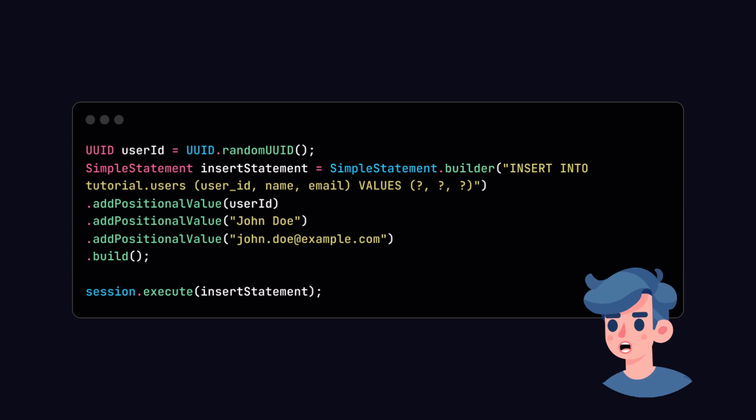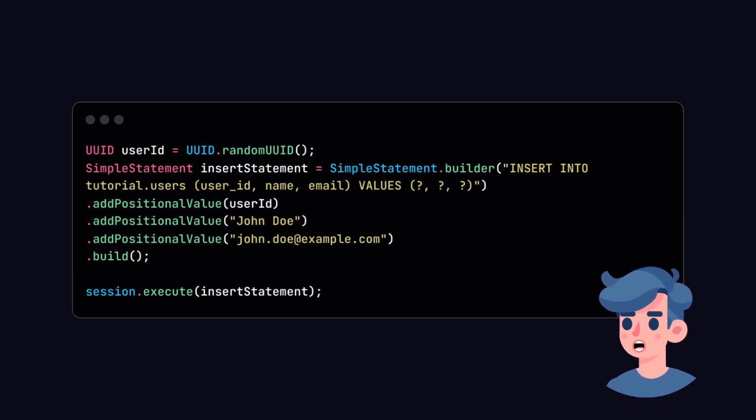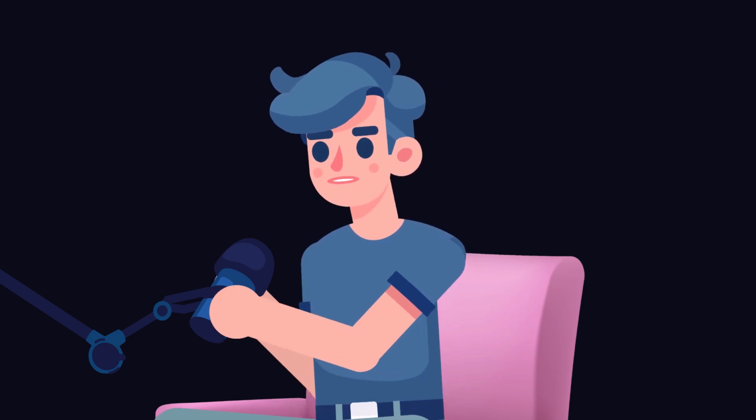Next, let's insert some data into our users table. We can use UUID for the user_ID to ensure that every user has a unique identifier. The above code creates a UUID for user_ID, then prepares a statement to insert user details into the users table. We execute the statement using session.execute.